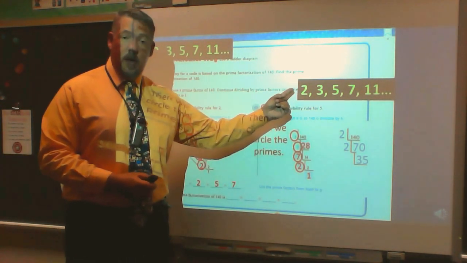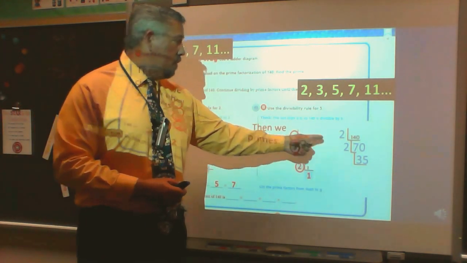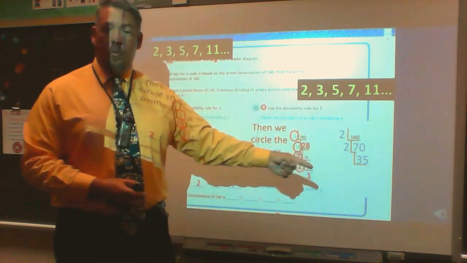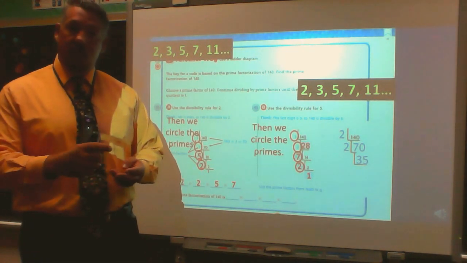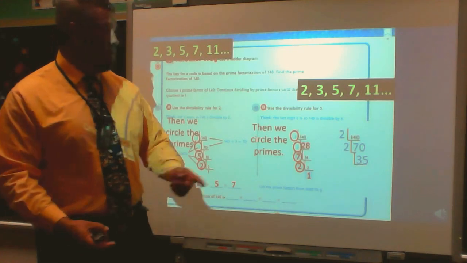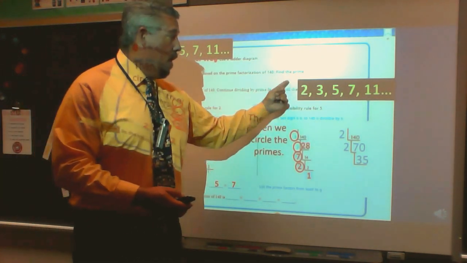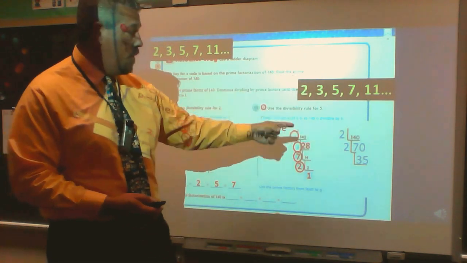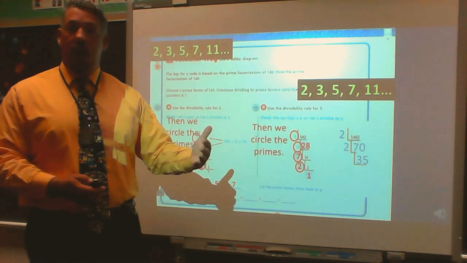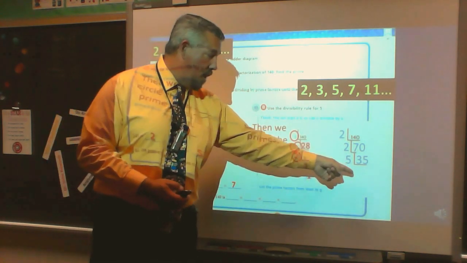Will 2 go into it? It won't, will it? What about 3? Well, my divisibility rule is adding 3 plus 5, which is 8. Will 3 go into 8 evenly? It won't. So I know 3 is not included in this prime factorization. So my next prime is 5. 5 will go into it because it ends with a 5 or a 0. So I'm going to take 5 and divide it into 35, and I get 7.